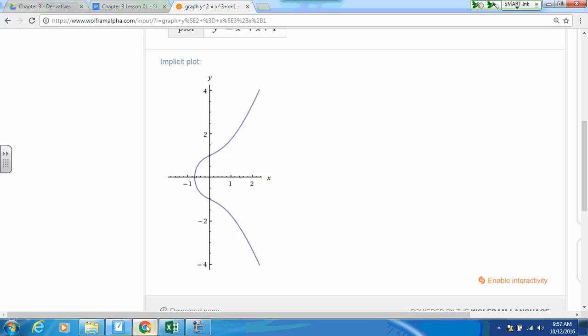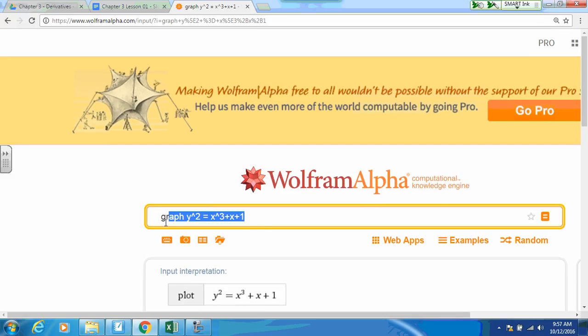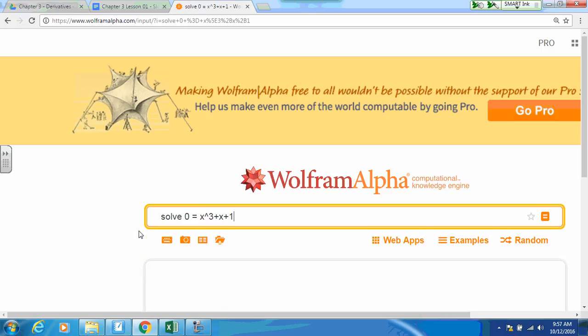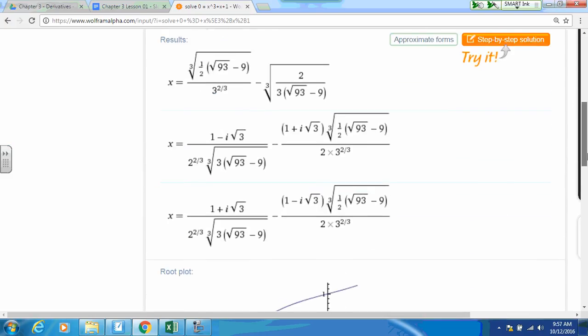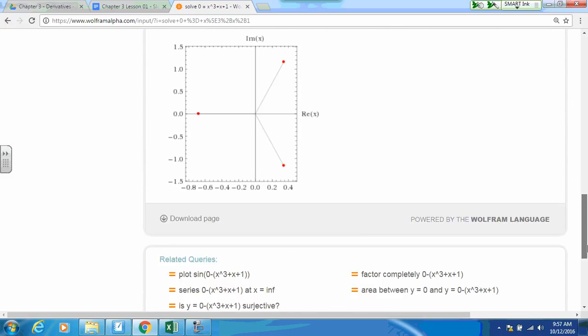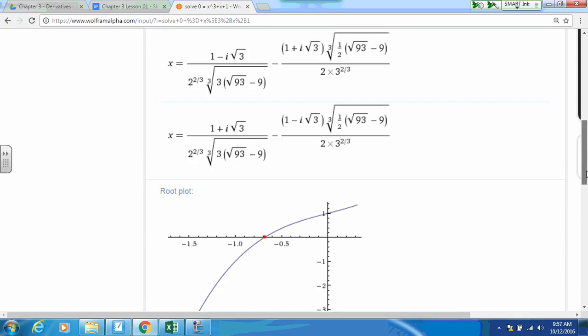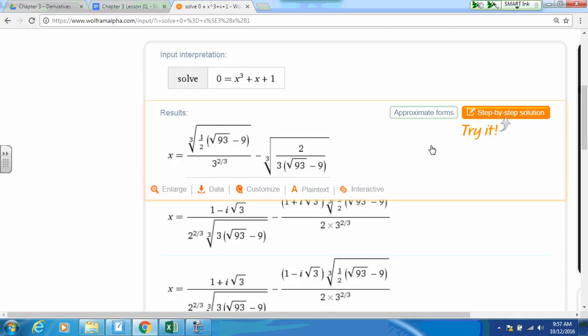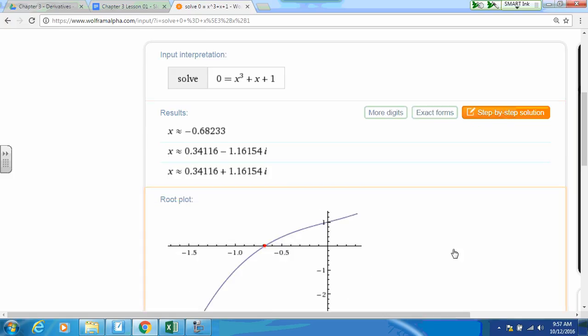Let's ask Wolfram Alpha. Solve. Thinks for a second. It actually gives us an analytic solution, which is ridiculous. Where's our decimal plot? Approximate forms. Here we go. Negative 0.6823.